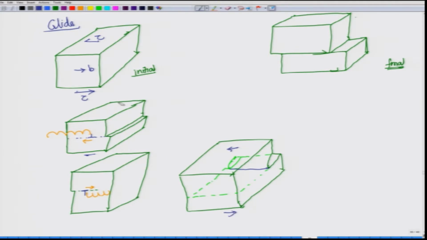okay, here I have made a mistake, it should have been like this. This is how our stress is always. So, here which direction do you think the screw dislocation would move? You can imagine it will move in this particular direction. So, this particular type of screw dislocation is moving like this.